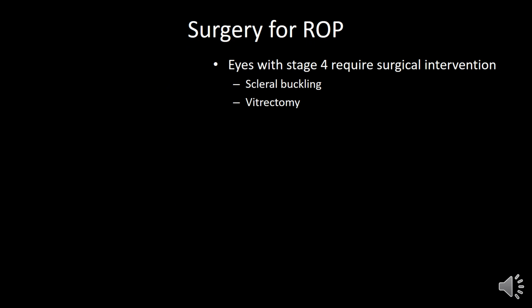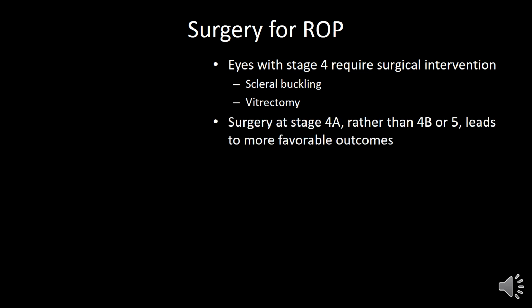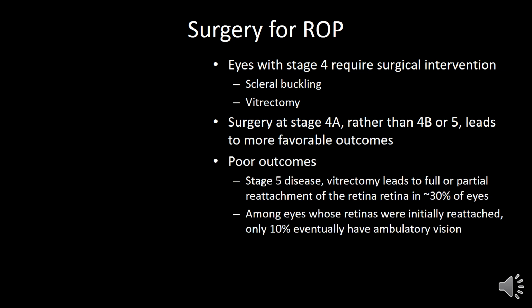Eyes with stage 4 ROP require surgical intervention using scleral buckling or vitrectomy to alleviate the vitreoretinal traction causing the retinal detachment. Eyes undergoing surgical intervention at stage 4A rather than later stages 4B or 5 have more favorable outcomes. Unfortunately, the visual prognosis is poor.